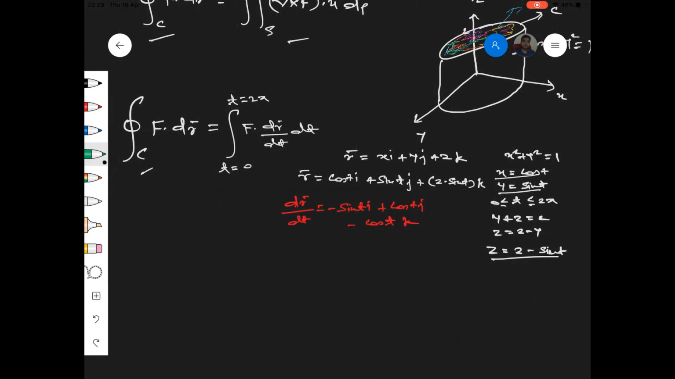So F will have the value in parametric form: F equals minus y square, that is, minus sine square t i, plus cos t j, plus 2 minus sine t whole square k.